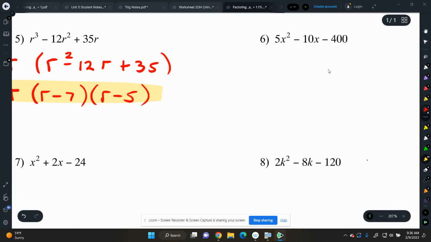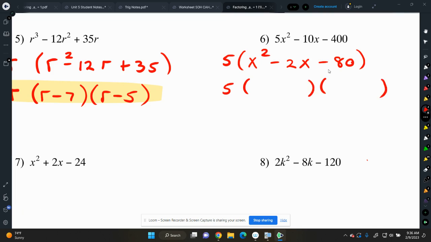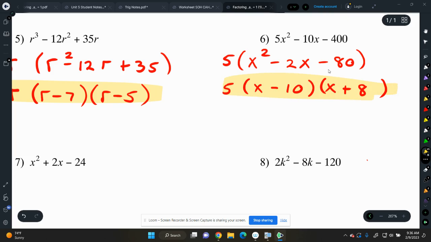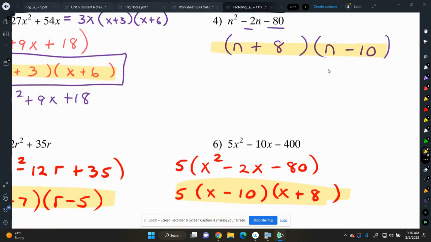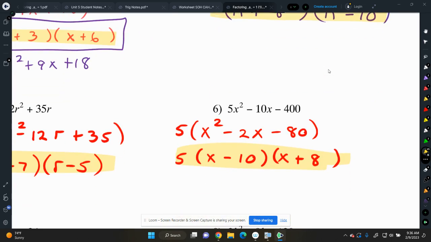Okay, Brooke, number 6. Take out a 5. Okay, and we're left with x squared minus 2x minus 80. Is that right? Okay. So remember, bring that common factor down. We've got x and we've got x. And what do you get inside parentheses? I got x minus 10, x plus 1. Good. Perfect. And this one is the same factors as that one up there. It's just that now we've got a 5 outside. So pay attention to that because that saves you time a lot of times.